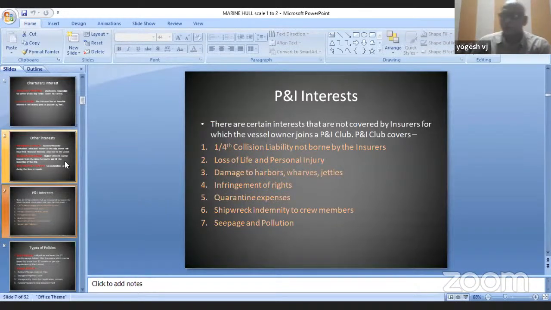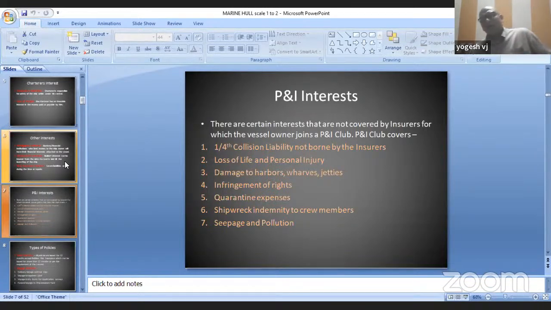Shipwreck indemnity to crew members. If the crew gets injured because of the shipwreck, during the removal of the shipwreck, who is going to pay? The hull insurance policy does not pay it. So who is paying? P&I. Seepage and pollution is taken care of by P&I clubs.